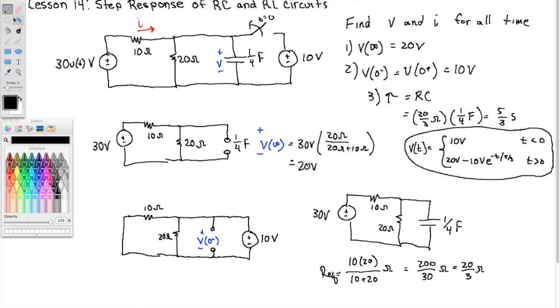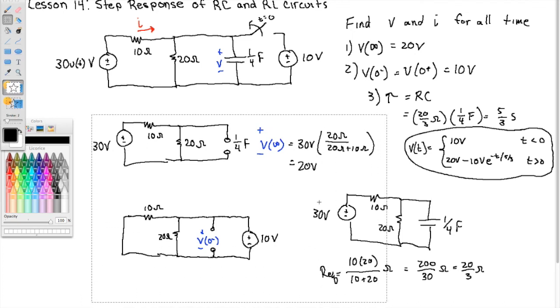What about the current? Right? What about the current?